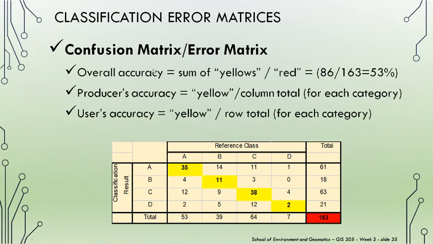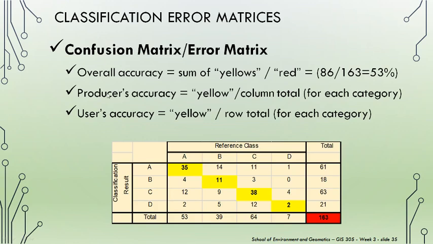So your overall accuracy for your classification will be calculated simply by looking at all the correctly classified samples, summing them up. You have 163 here, and so pardon me, 163 is the total of all your reference samples, and you'll see that here the sum of the yellows is 86, and 86 out of your total 163 is 53% overall accuracy.